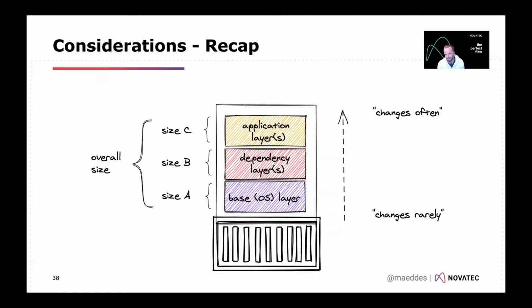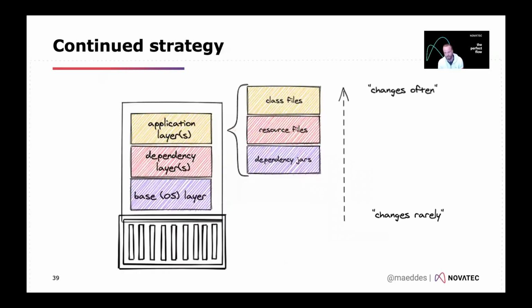Now, taking a step back, what we've just said about those layers and the parts where the image changes. Like in my very first examples, I always used a copy step to copy my application in here as one big chunk. Now, for Java, it is also true that this application has an internal structure where you have dependencies, resource files, and class files. And the same thing that applies for the overall container applies for the Java application too.